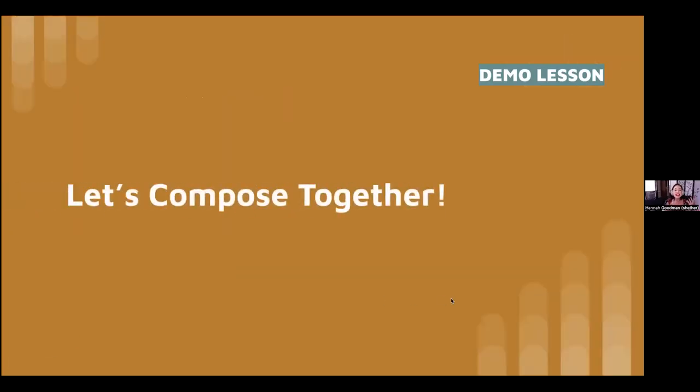Excellent. So let's compose together. We're going to create a soundscape. So that's a lot like a landscape that you might have in an art class, but instead of painting trees and buildings and what we see, we're going to compose what we hear to put ourselves in a particular place or a particular mood. To do that, we need to set some ground rules for our song.